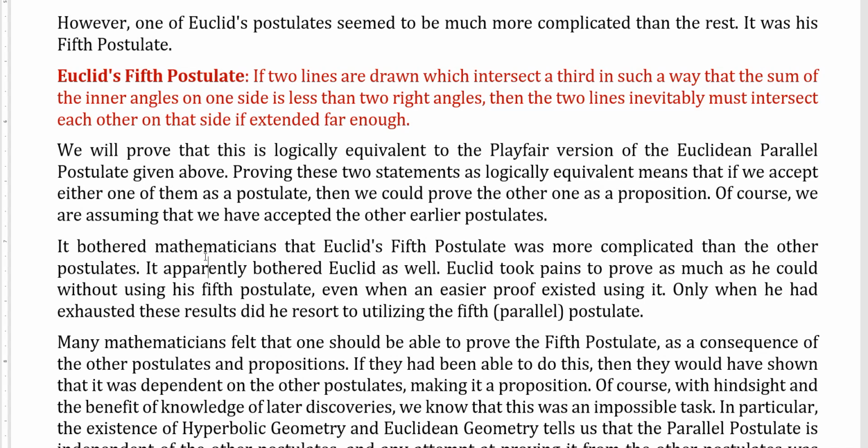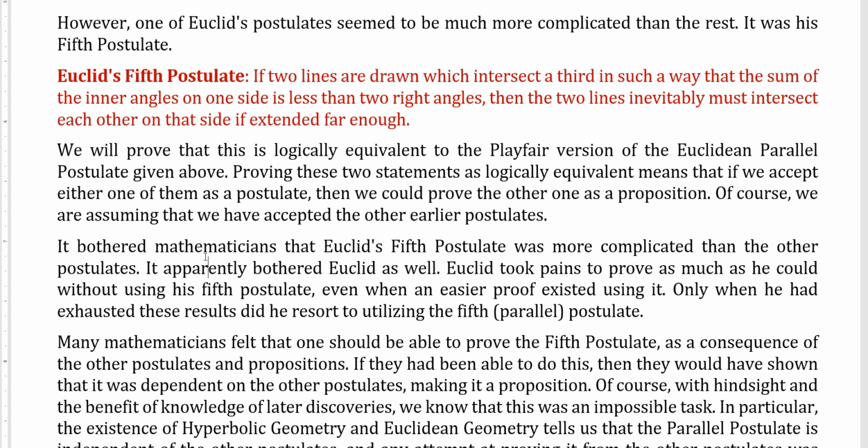We now know that it's logically equivalent to the Playfair version of the Euclidean postulate that we just talked about. So proving these two statements as logically equivalent means if we accept either one of them as a postulate, then we can prove the other one as a proposition. Of course, we're assuming that we've accepted the earlier postulates.